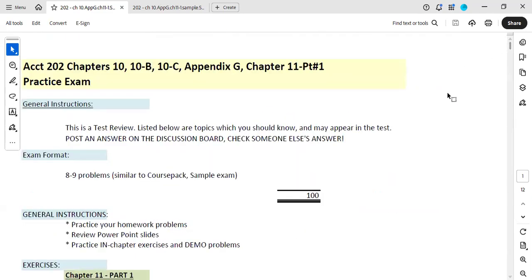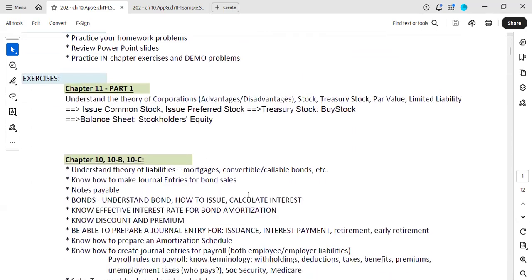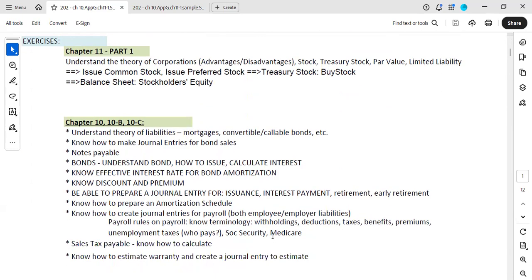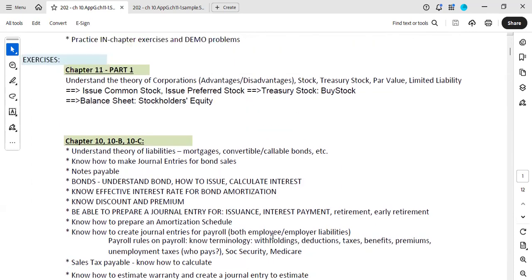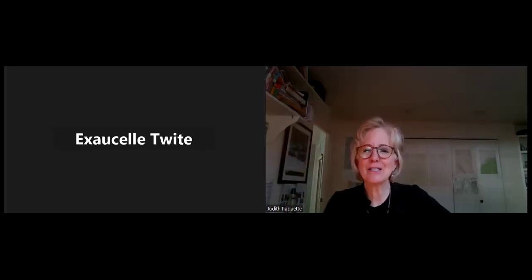There's a lot of liabilities, a degree of liabilities, calculate interest, no discount or premium. Don't just study discount, study premium too. And warranty, you don't need to calculate warranty on the exam. That was in a previous book. But the other current liabilities you should know how to do. It's a big chapter.